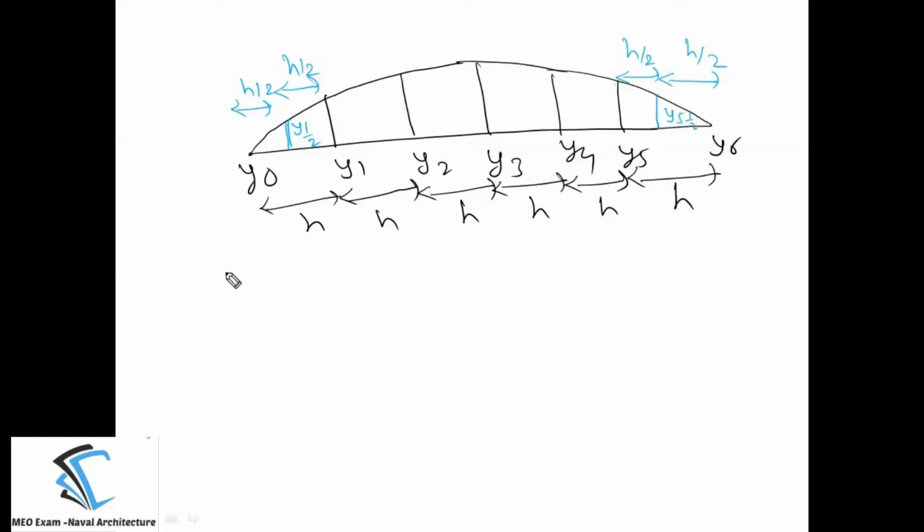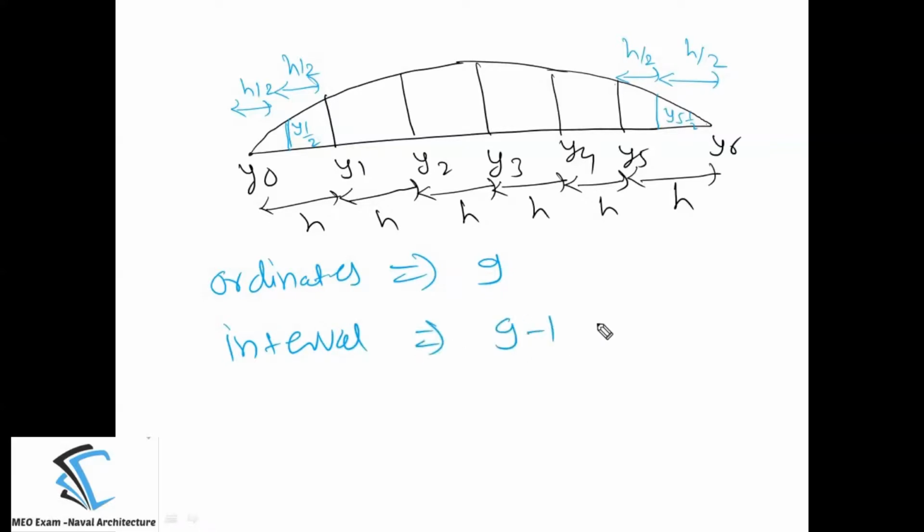So the total number of ordinates is 9. Ordinates are 9, so intervals is 9 minus 1, it will be 8. So this number of intervals is completely divisible by 2. You can use the Simpson's first rule.